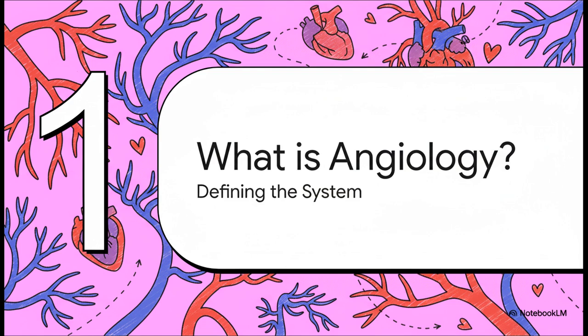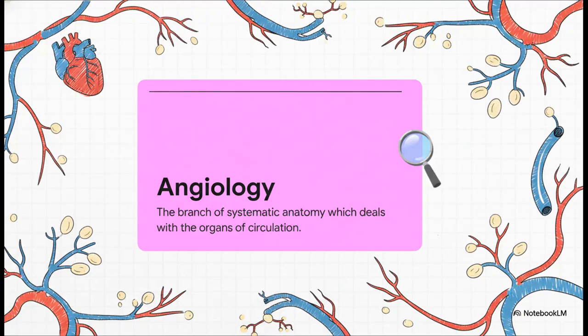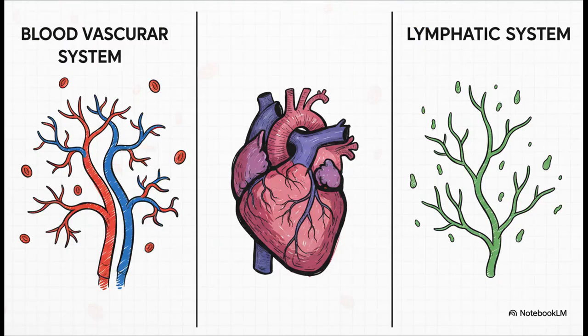What in the world is angiology? Okay, so at its core, angiology is just the branch of anatomy that deals with all the organs of circulation. That's it. It's the complete blueprint for that incredible network we're talking about. Every pipe, every pump, all the fluid that keeps the body up and running. Nice and simple. The whole setup has 3 main parts.